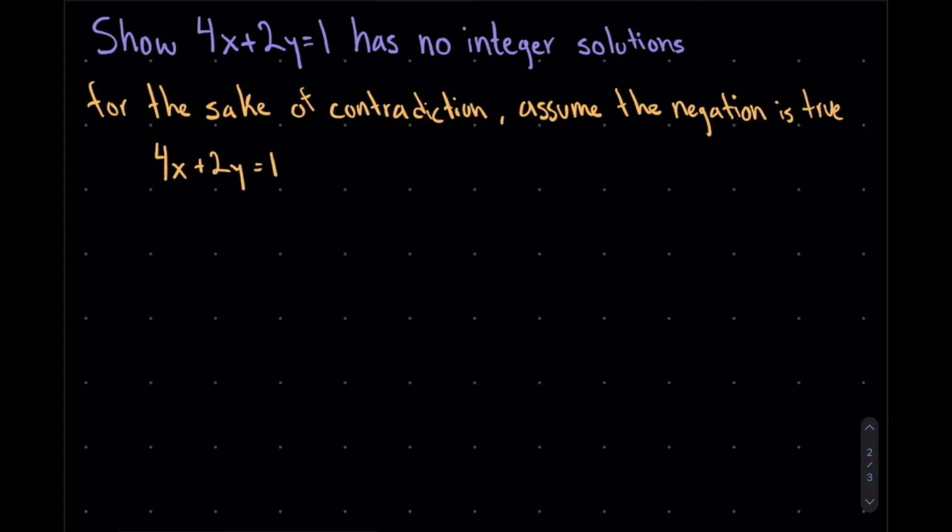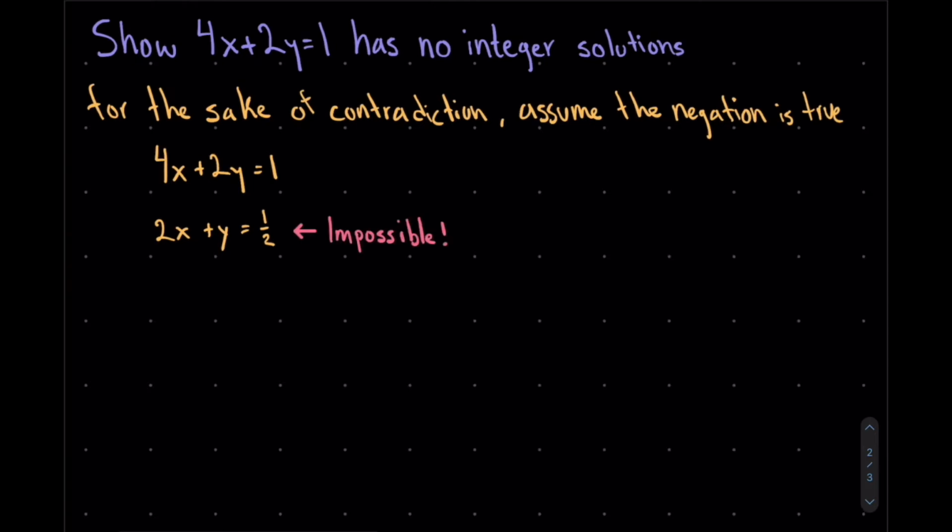Now what we're going to do is divide both sides by 2. We have 2x plus y is equal to 1/2. And look at what we have here. We have 2x, and where x is an integer, so 2x is also an integer, we have y, which is an integer, equal to 1/2, which is not an integer. It's a rational number. We know that the sum of two integers can never be a decimal number. So therefore, this is a contradiction.